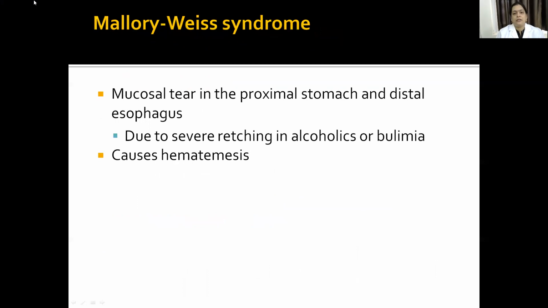Now, after knowing a little bit about gastroesophageal reflux disease and what it causes, we are coming to a totally different thing, that is the tears which can happen in the esophagus by trauma or alcohol or anything. This syndrome is called Mallory-Weiss syndrome, where there is a mucosal tear in the proximal stomach and the distal esophagus. It is due to severe retching in alcoholics or bulimia. What is bulimia? Bulimia nervosa is where you continuously eat and then purge. This causes hematemesis. Obviously there's a mucosal tear and then you cough out blood.